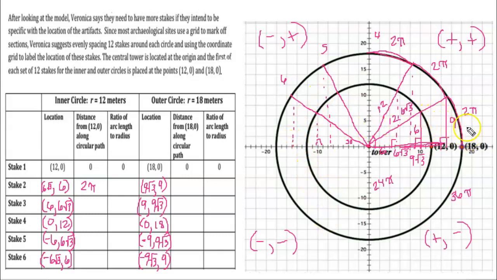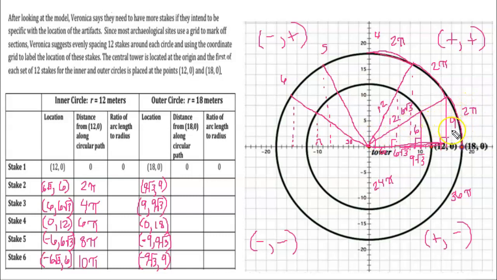So that means stake number 3 must have a distance of 4 pi. And stake number 4 would have to be 6 pi. And stake number 5 would have to be 8 pi. And stake number 6 would have to be 10 pi.